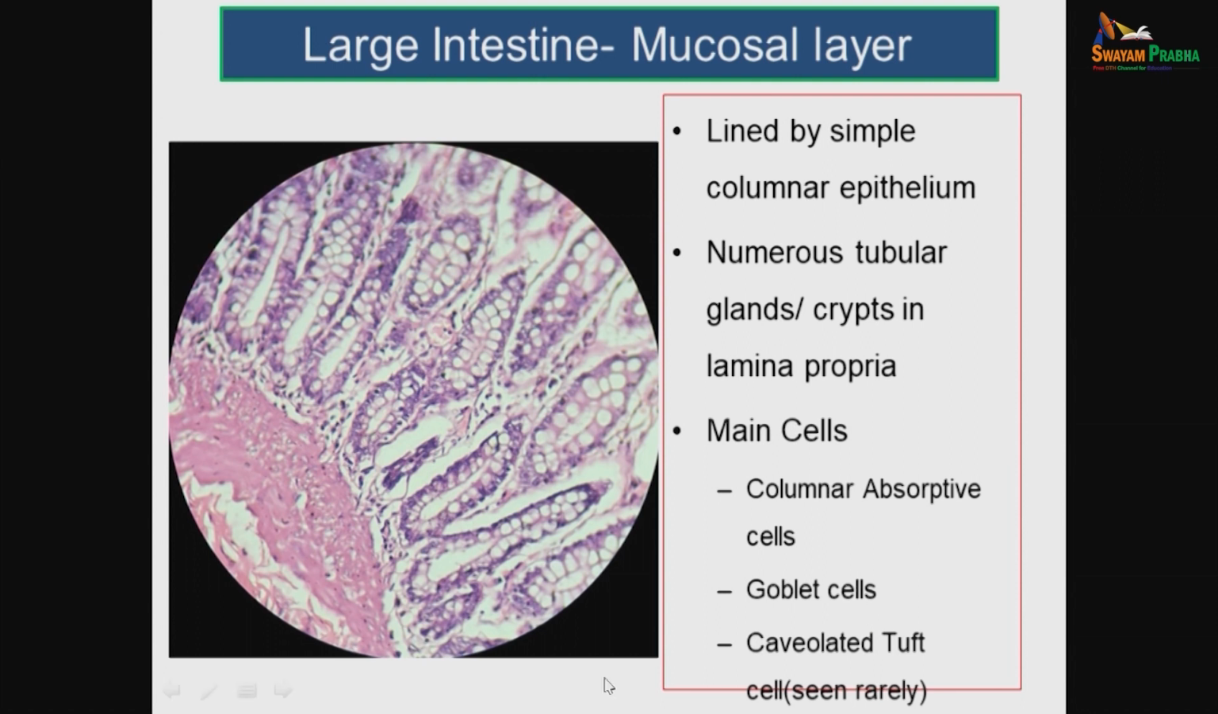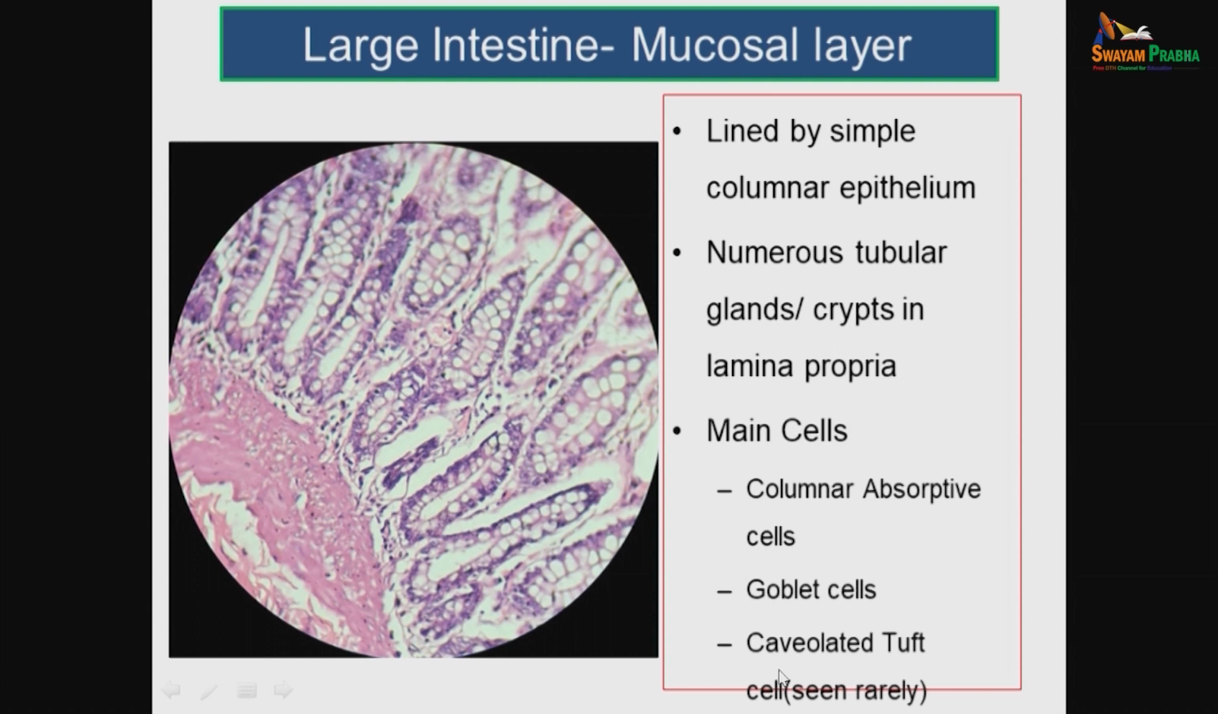With respect to the caveolated tuft cell, many of the literature say that they are actually goblet cells only, but they are caveolated, that is, they appear empty because their secretions have already been expelled, and what we see is the apical portion of the goblet cell without the secretion.